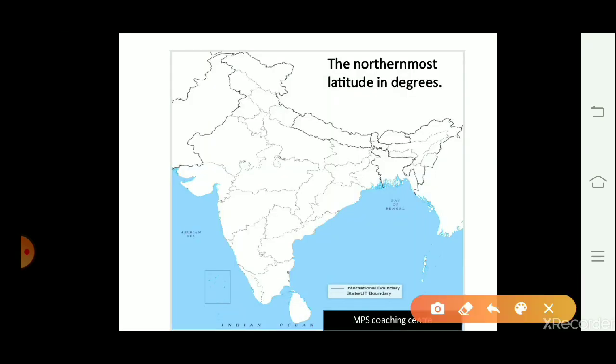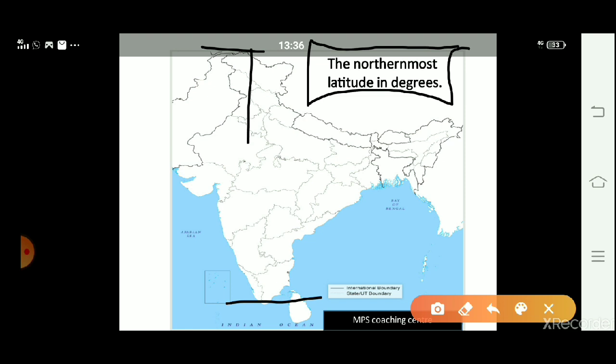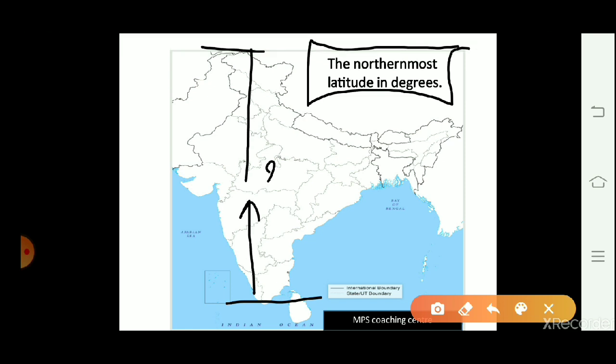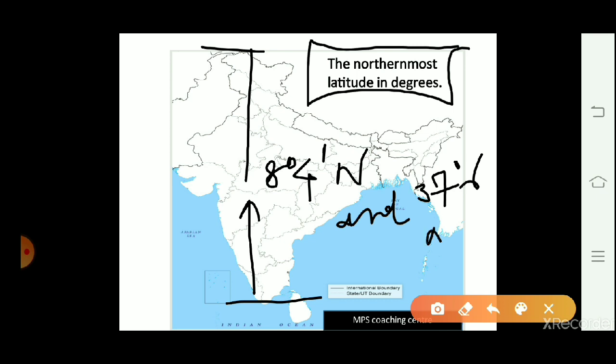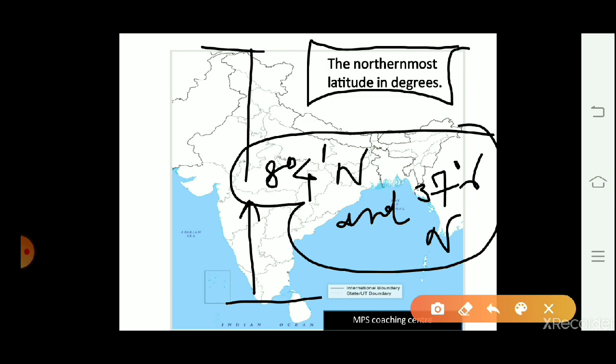Now we will try to understand how to locate the northernmost latitude in degrees. As we know, from north to south, the mainland extent of India is between 8 degree 4 minute north and 37 degree 6 minute north. So from this value, while making a line at the northernmost edge of India, we write 37 degree 6 minute north as the northernmost latitude in degrees.